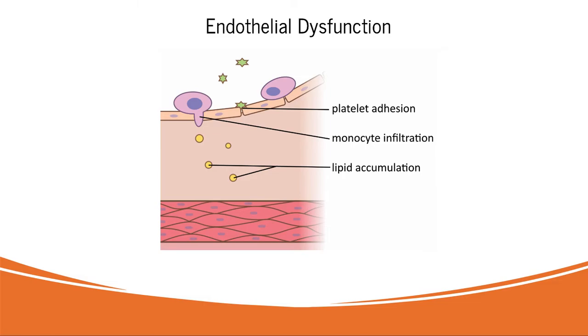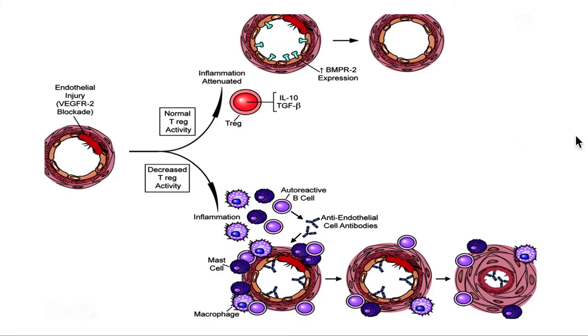Lipid accumulation within macrophages, which respond by releasing inflammatory cytokines. Smooth muscle cell recruitment due to factors released from activated platelets, macrophages, and vascular wall cells. Smooth muscle cell proliferation and extracellular matrix production, which will be discussed in some detail later on.